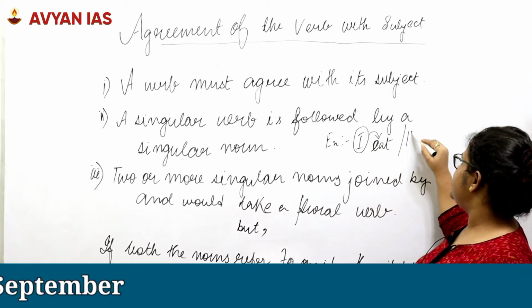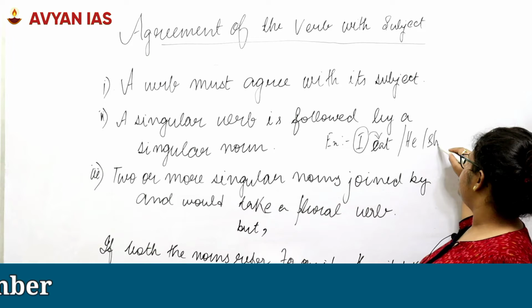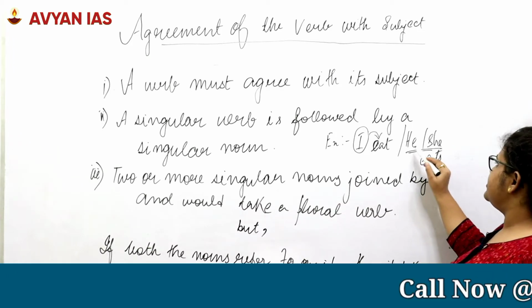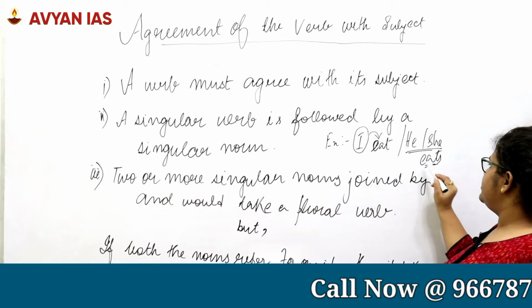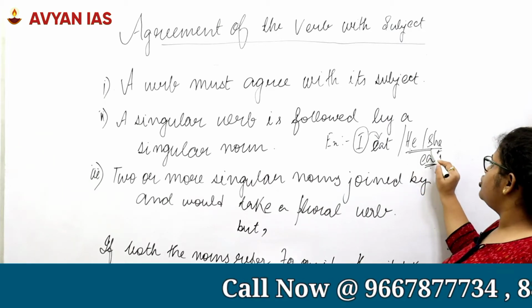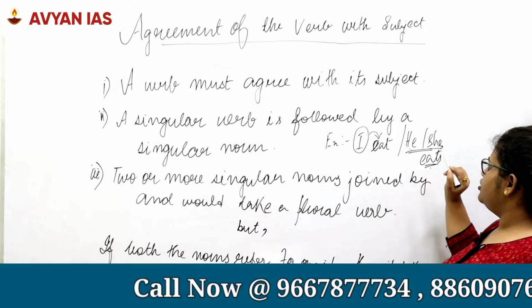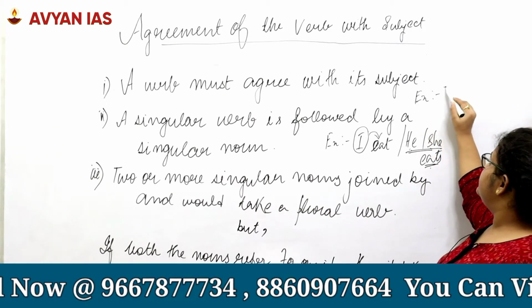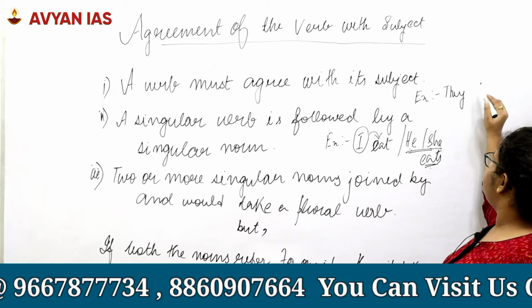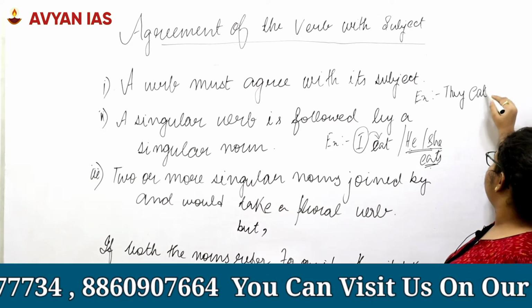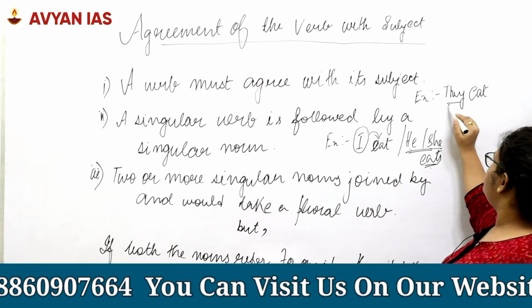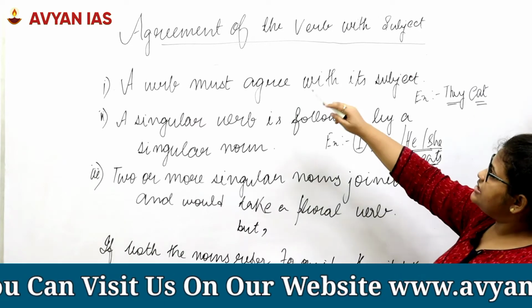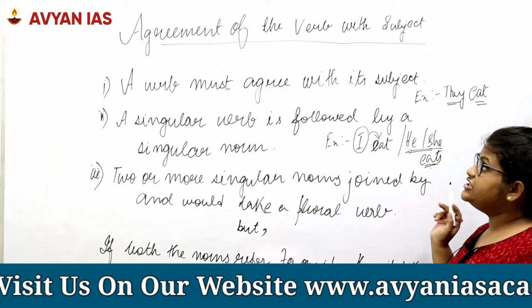However, if it is he or she, it would be eats, because a singular verb, eats, would be preceded by either he or she, which is a singular noun. However, if the example says they, then it would be eat. A plural noun would be followed by a plural verb. That is the basic point of what we are about to deal with today.